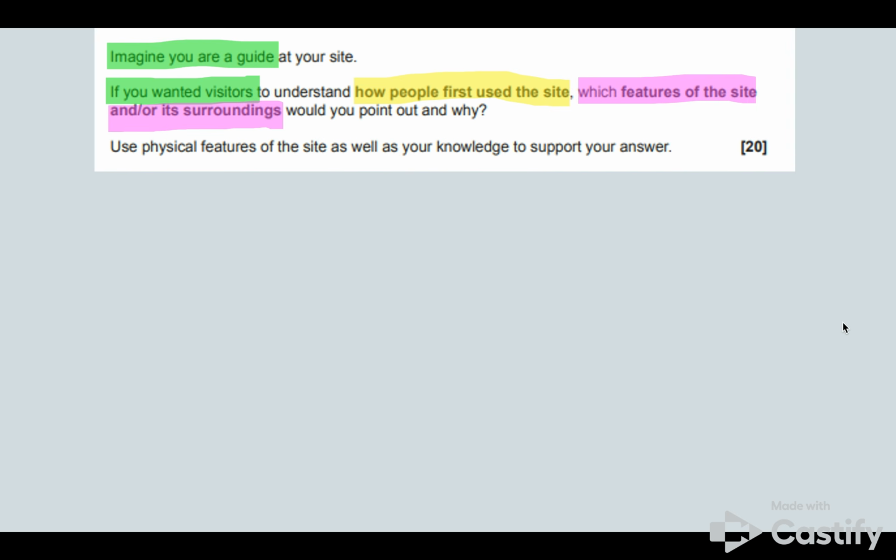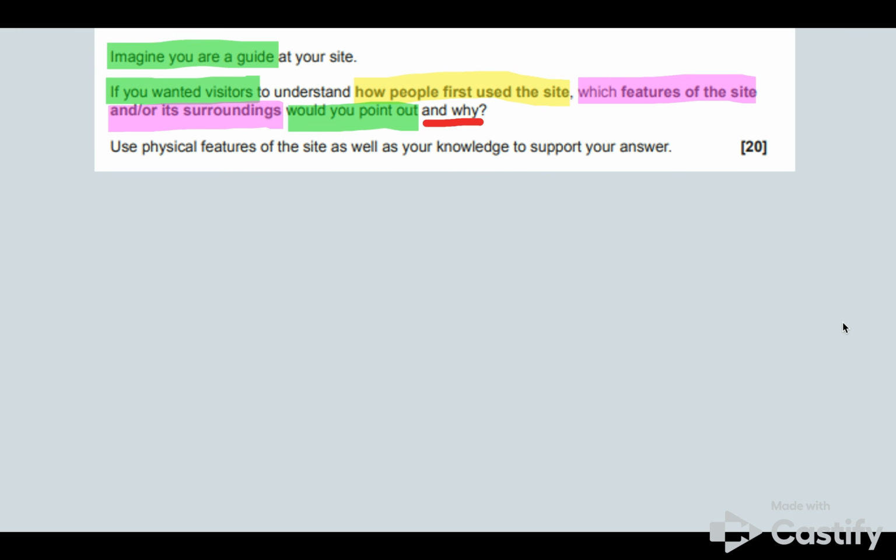It's asking you which features of the site, all the surroundings. So you could talk about buildings, remains. You could also talk about the local countryside. Which things would you point out to the visitors to help them understand this? And crucially, why? So that final bit I've underlined in red is the sort of thing that might catch someone out. You've got to do all parts of the question.